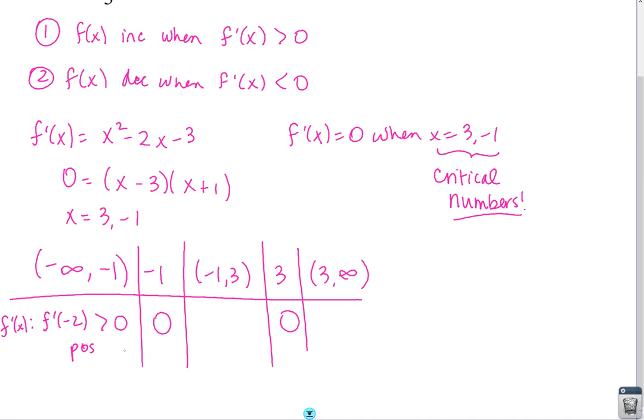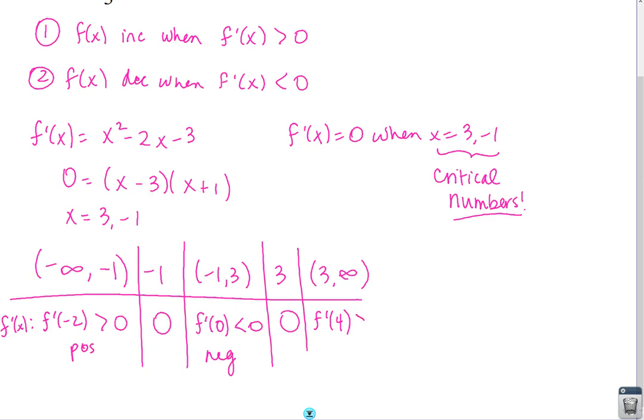Let's go to this interval from negative 1 to 3. Let's go with 0. What's f prime of 0? I don't necessarily care what the value of it is. I just care, is it positive or negative? 0 minus 3 is a negative. 0 plus 1 is a positive. A negative times a positive is going to be a negative. So that means my derivative is negative from negative 1 to 3. From 3 to infinity, let's go with just 4. 4 minus 3 is going to be a positive. 4 plus 1 is positive.